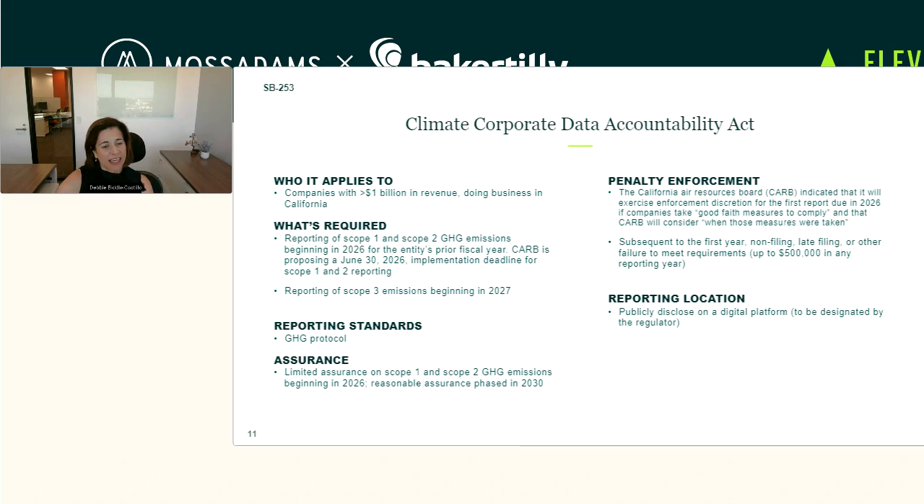And then assurance: limited assurance will be required on Scope 1 and Scope 2 beginning in 2026. So that is your first year of reporting. You're not only reporting, but you're including a limited assurance opinion alongside it. And then reasonable assurance for Scope 1 and Scope 2 is currently phased in for 2030, so a little bit of time. Again, I'm going to get into a bit more detail about what those two levels of assurance are and what the differences are for you, so you can think through that. There are not currently requirements for assurance around Scope 3.